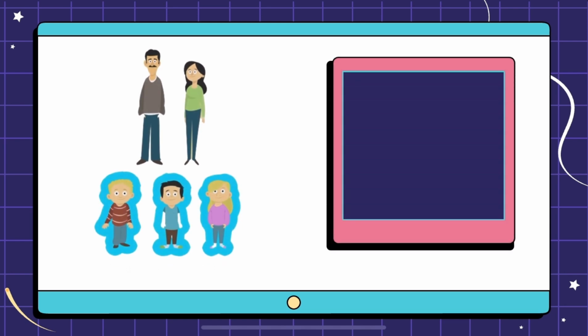So, what fraction would represent the number of kids in the family? Yeah, 3/5. In this group of 5, 3 people are kids. Well done. Numbers in this form are known as fractions.